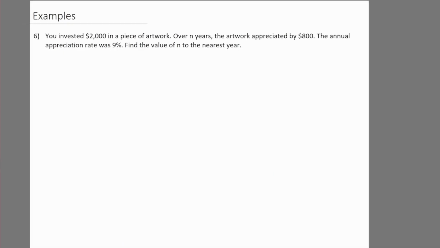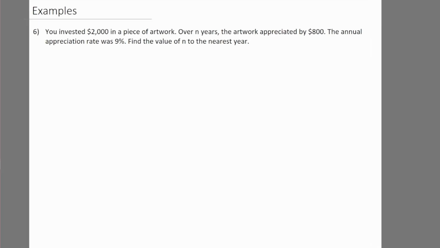All right, let's take a look here. You invested $2,000 in a piece of artwork over N years. The artwork appreciated by $800. The annual appreciation was 9%. Find the value of N to the nearest year.